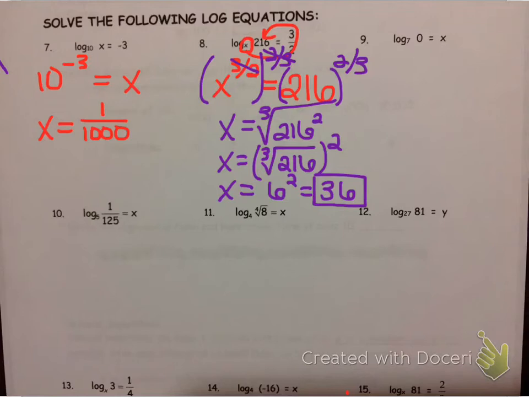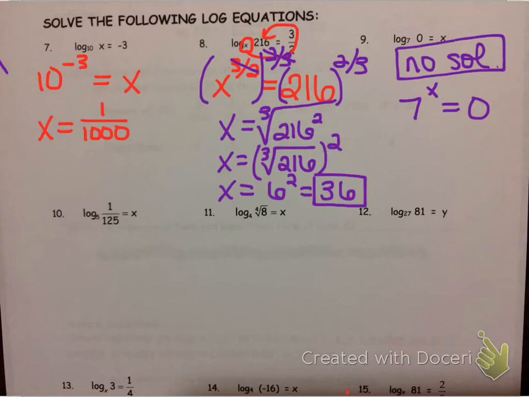Okay, and then number 9, you can convert it to its exponential form, but remember there was a rule. The base and the number inside the log have to be bigger than 0, and so this automatically means no solution. The reason that it means no solution is because if you convert it to its exponential form, it would be 7 to the power of x is equal to 0. And there is no power that you can raise 7 to make it become a 0. So that's why there's no solution.